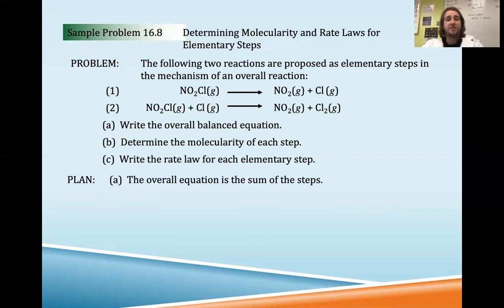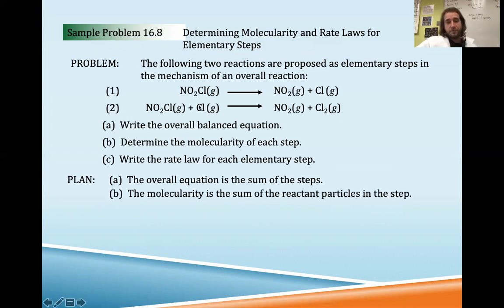We would add up our steps. We've got NO2Cl and an NO2Cl, so it's 2 NO2Cl reacting with 1 Cl to form 2 nitrogen dioxides and 1 chlorine. And oh, wait a minute, we've got a chlorine here and a chlorine here. If they're on opposite sides, they cancel. So that Cl is an intermediate, which makes sense given that we know chlorine wants to be diatomic. And so we would just add them all up.